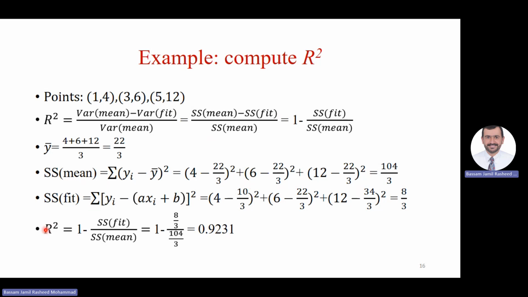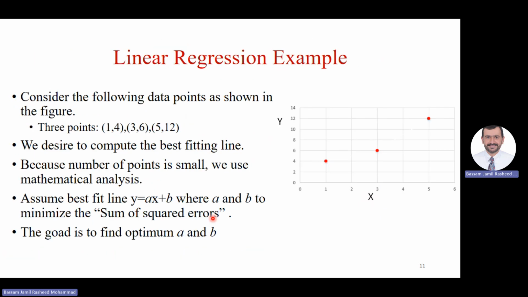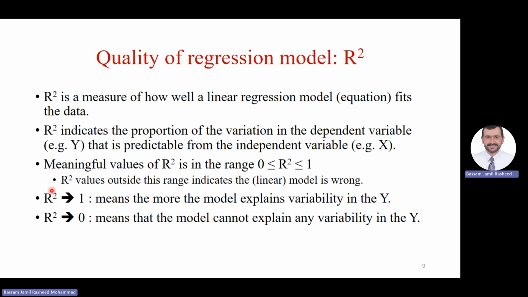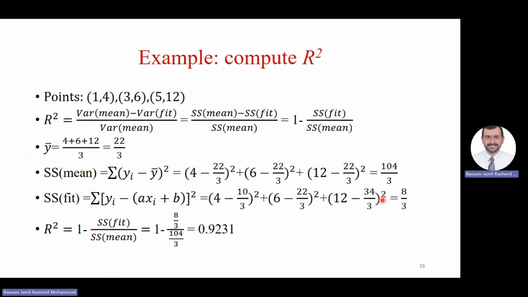And then the R squared now becomes just evaluating this formula, and you get 0.9231, which is really a very good fit. Okay, we are very, very close to 1. So if you go back here, what we said was that if we have a number close to 1, it means that I have a good model. My model is really predicting the y very well. Okay, so it's really a good model.